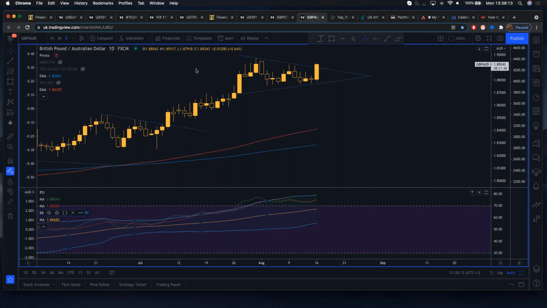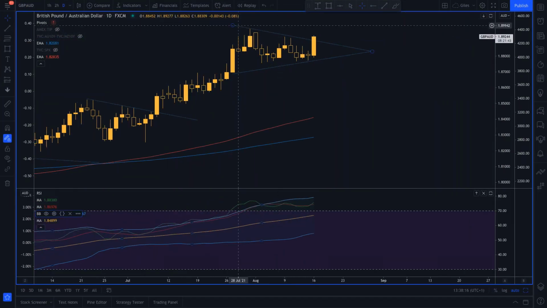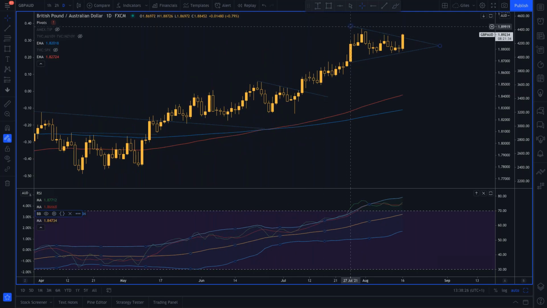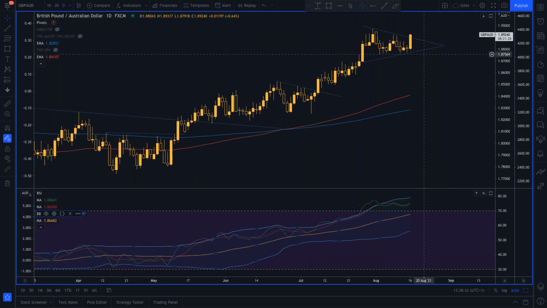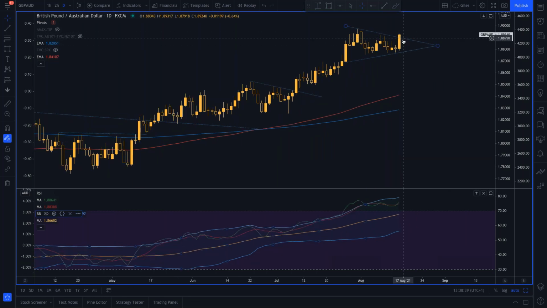Now, to be technically valid, you need to have 4 points. So we've got 2 points at the top, 2 points at the bottom. Now the way it works is from this point to that point, it's called the base of the triangle. Where the two lines meet, it's called the apex of the triangle. And typically you want to see these triangles break out pretty much perfectly where this one is breaking out to the upside. So if this stays above this trend line, expect buyers to step back in.